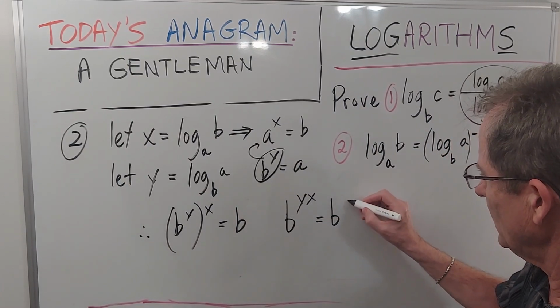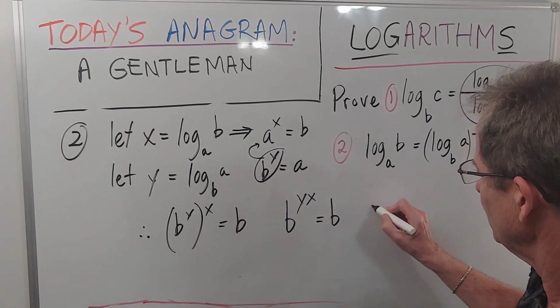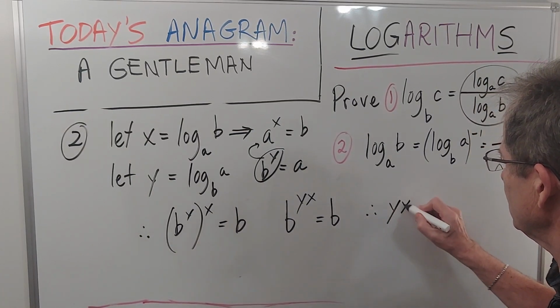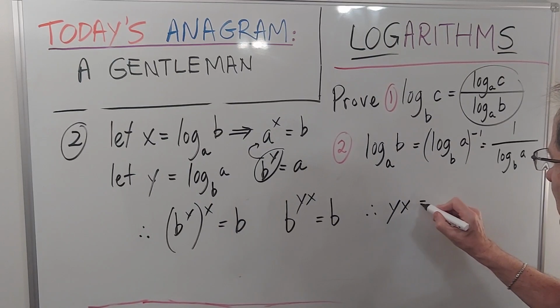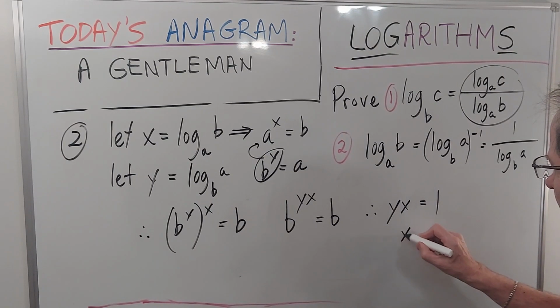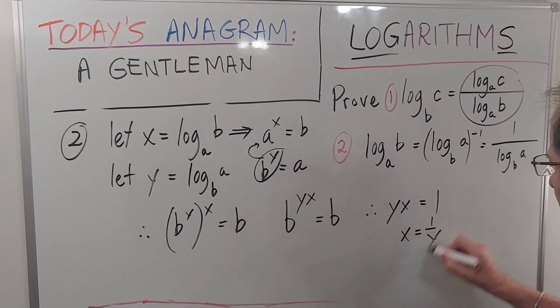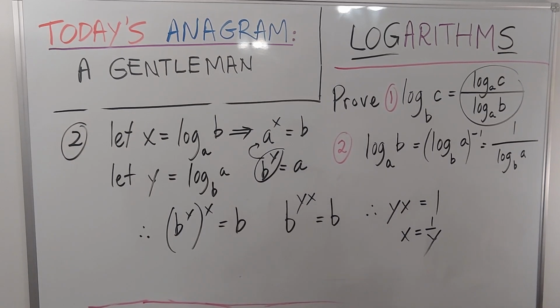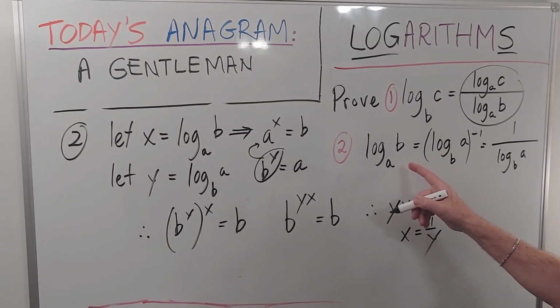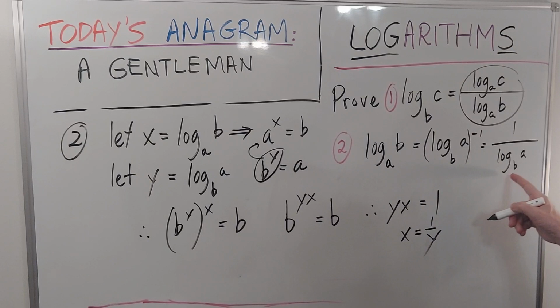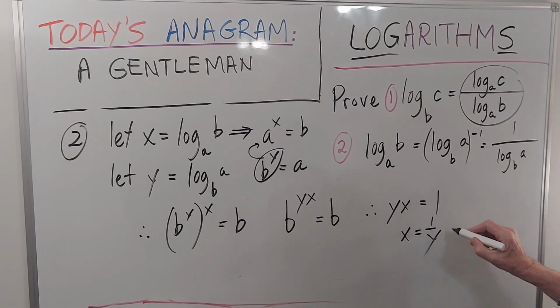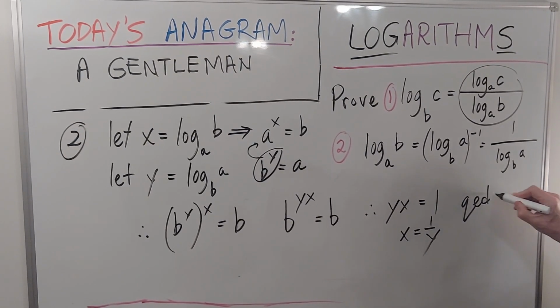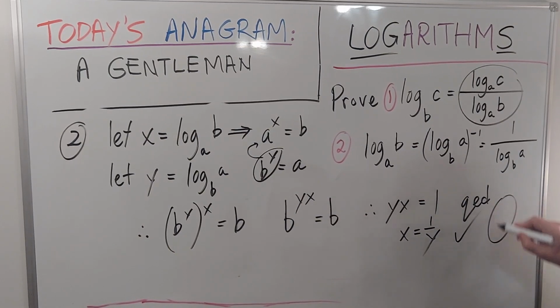But because that's a 1, that says that therefore yx, or xy if you prefer, must equal 1. So x equals 1 over y. Don't forget, x was this, y was that. So again, we've proven it. QED, big fat check mark, or better yet, smiley face.